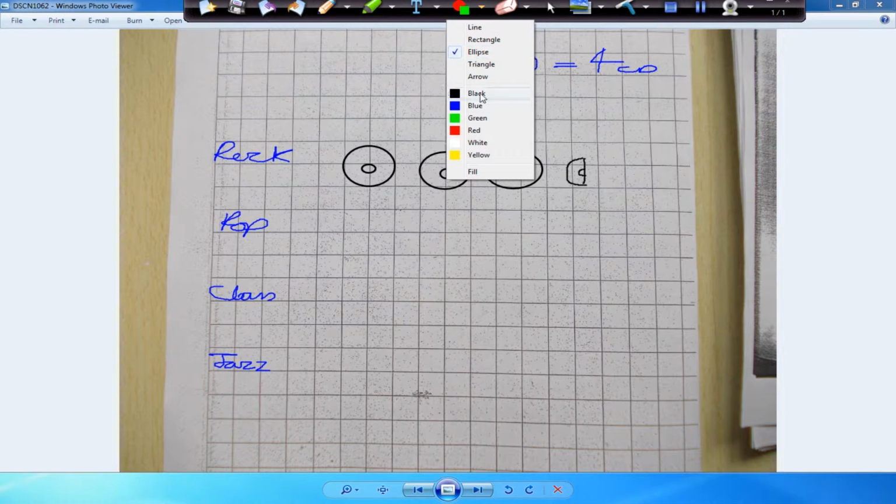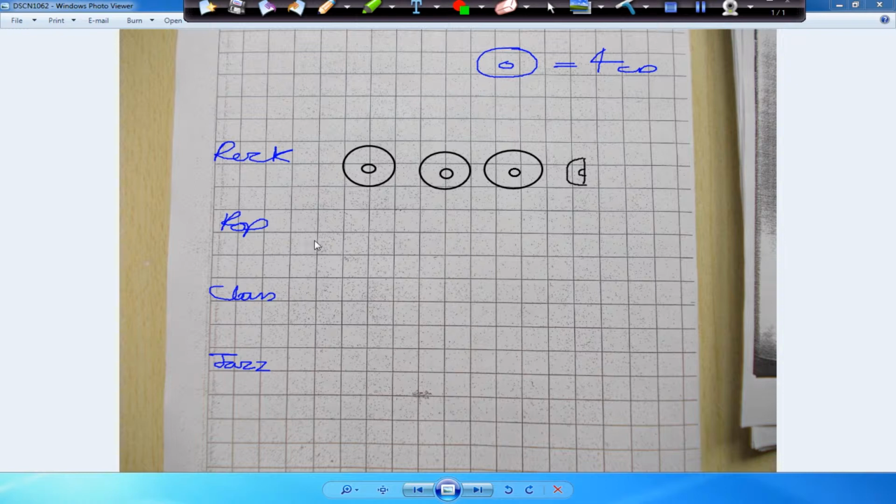Should we choose a different color? Yeah. For pop, what was the total for pop? 22. So let's start from here. That's 4. That's 8. That's 12. That's 16. That's 20.